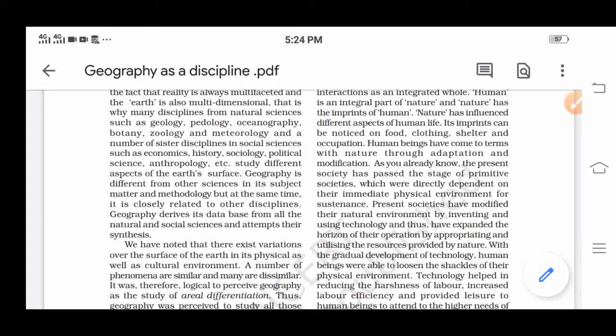Now as society progressed, as technology started, as cultural development started, what happened to the relationship between the man and environment? It became so dynamic. Matlab, now nature, you can say, it became the slave and humans became the master. Now humans started converting, utilizing land, water, soil to construct roads, buildings, highways, expressways, etc.